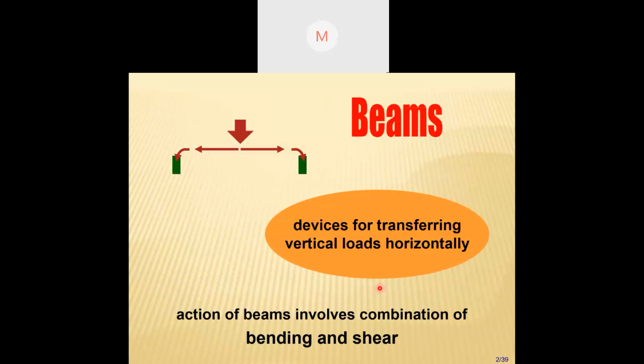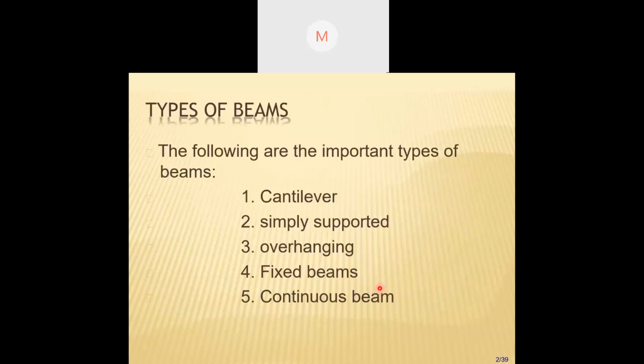So the beams are mainly capable of what? Transmitting the loads. So the actions that are involved in beams are mainly shear force and bending moment. Now if you see the types of beams, in the last class also we have discussed it. So what are the different types of beams actually?